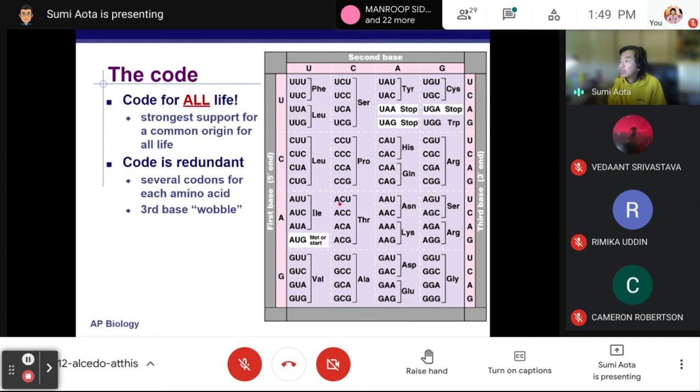Okay. So this feature of the third base being flexible is called third base wobble. And the advantage of it is that the third base is the one that is usually prone to mutating. For Vedant's question about the UC and the AG, generally speaking, A and G are both the purines, which are double ringed, which is why they tend to pair up. UC are the pyrimidines, which are single ringed, and which is why they tend to pair up.